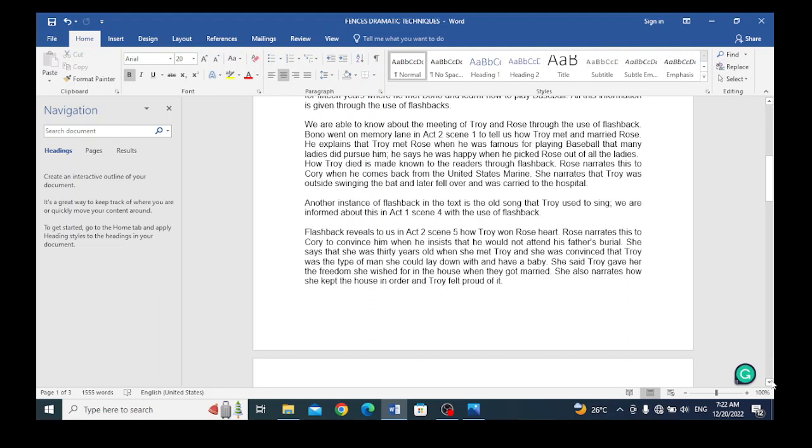Another instance of flashback in this text is the old song that Troy used to sing. We are informed about this in Act 1, Scene 4 with the use of flashback.